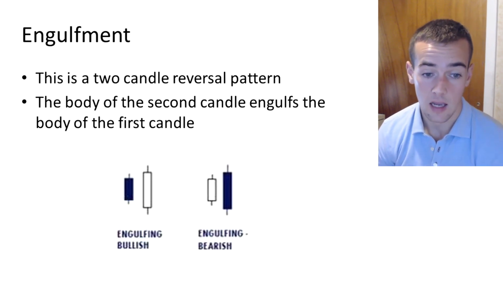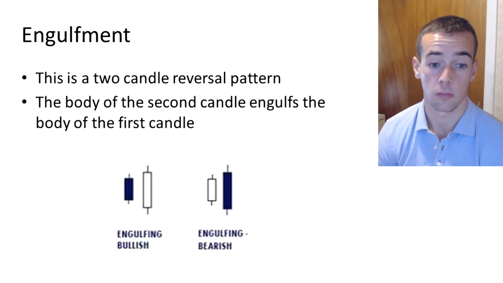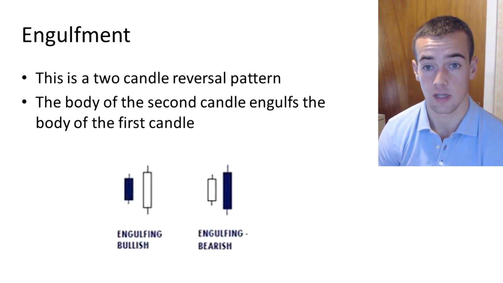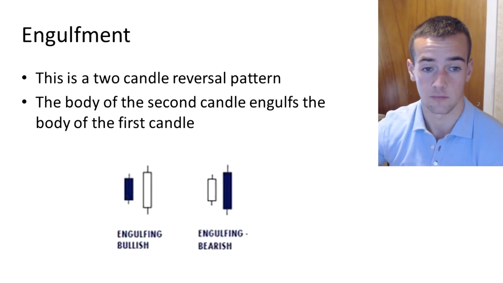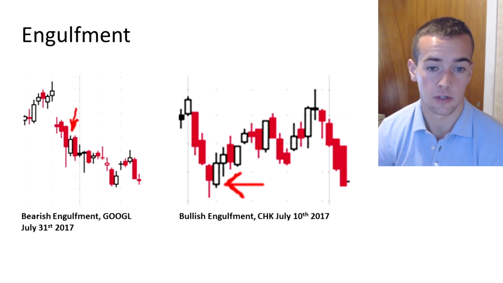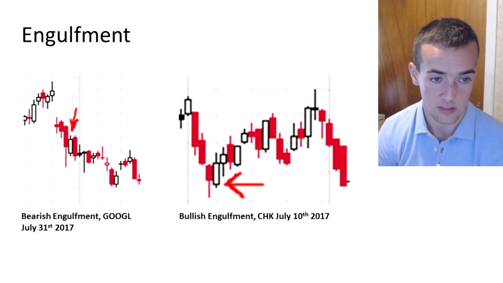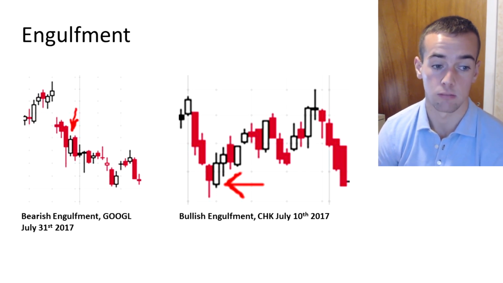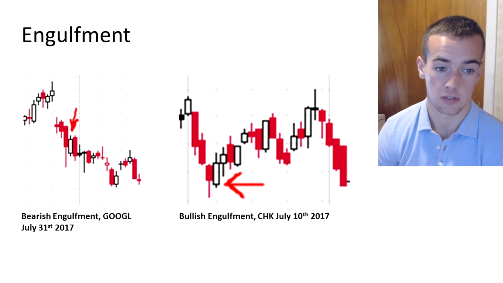So if it's a white body and it's closing higher than the open, that's a bullish pattern. And if it is a dark body and it is closing lower than the open and lower than the previous day's close, then that is a bearish pattern. So let's go ahead and look at 2 examples of this engulfment pattern. On the left here, where the red arrow is pointing, we have an example of bearish engulfment on Google stock. This was on July 31st of 2017. As you can see, the red bearish candle totally engulfs the bullish candle from the previous day, and as a result, that trend still continues downward.